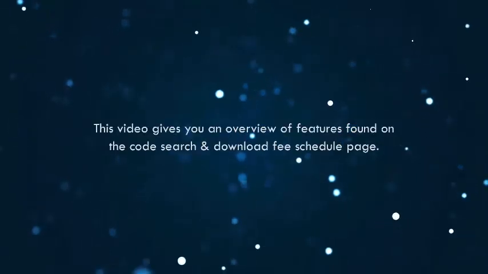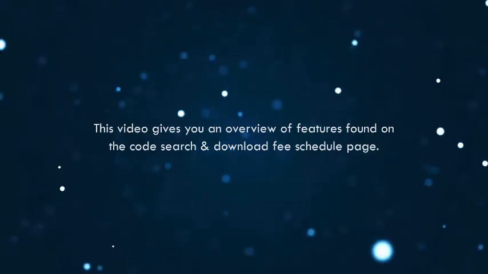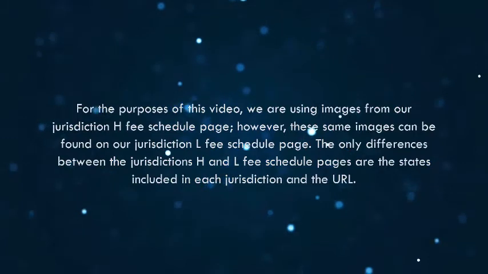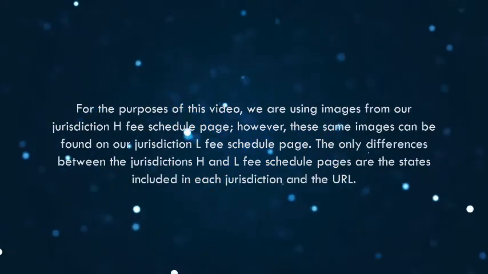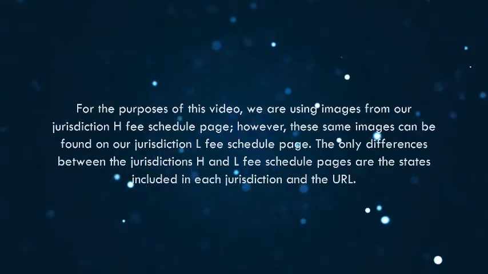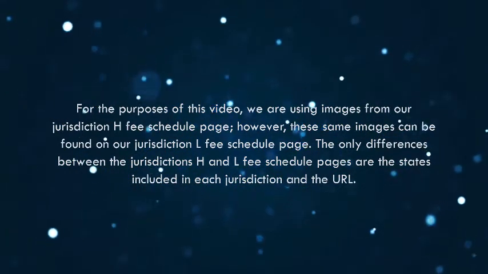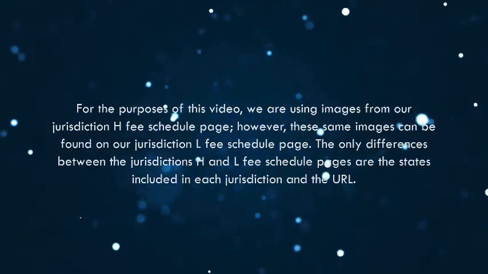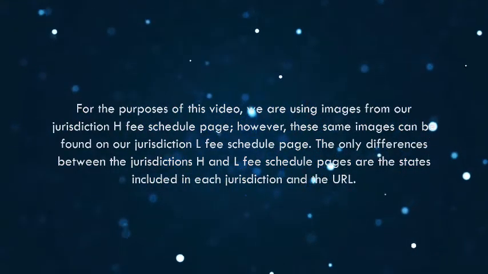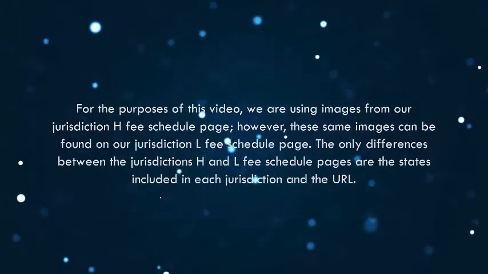This video gives you an overview of features found on the Code Search and Download Fee Schedule page. For the purposes of this video, we are using images from our Jurisdiction H Fee Schedule page. However, these same images can be found on our Jurisdiction L Fee Schedule page. The only differences between the jurisdictions H and L fee schedule pages are the states included in each jurisdiction and the URL.